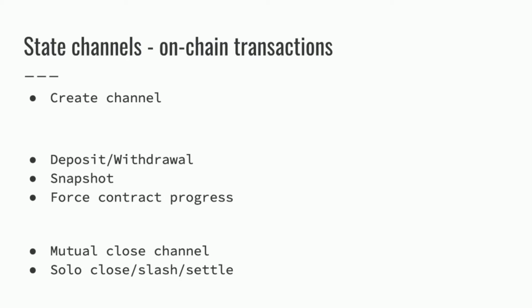Now, the on-chain transactions that we have in aeternity, you can create a channel that's a special transaction. You can deposit more funds. You can withdraw funds. You can do a snapshot. That's basically, in case of disputes, you're doing off-chain transactions, you can actually pay for getting a snapshot, whether the other party wants to or not. So it's like a backup on-chain.